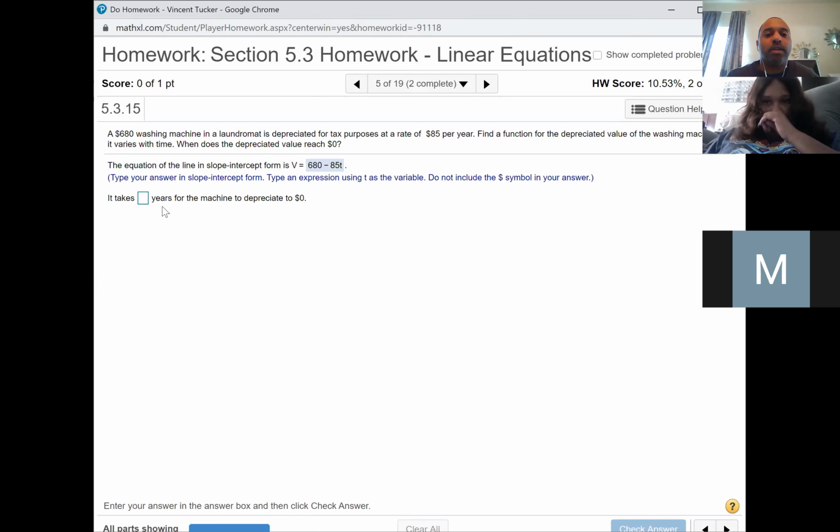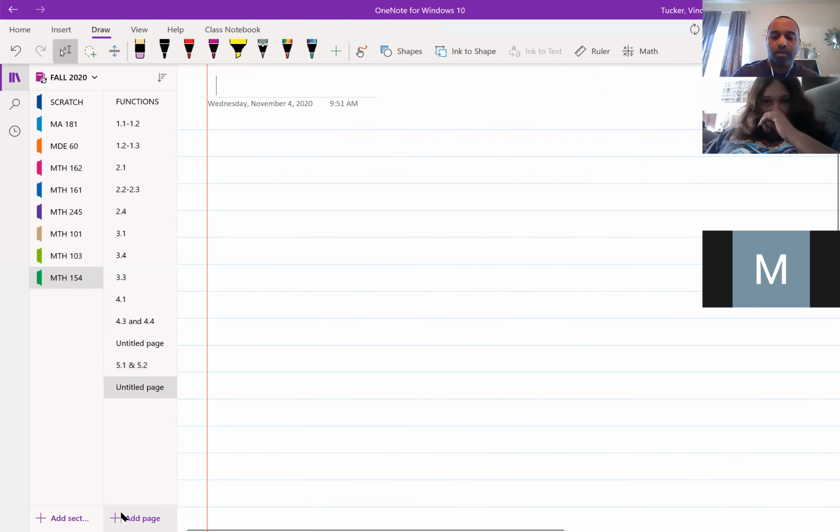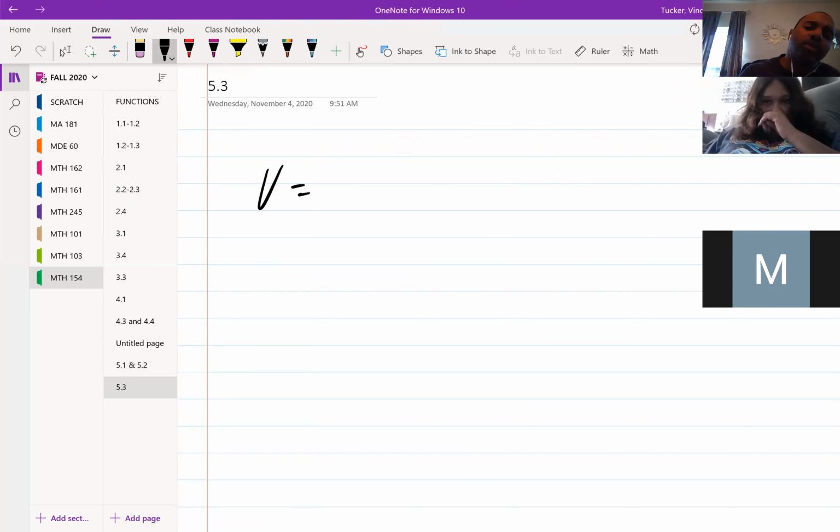So to figure out this one, let me go to the notes just to make sure we're good on what we'll do at 680 minus 85T. All right, 154. This is section 5.3. All right, so our equation is V is equal to 680 minus 85T.